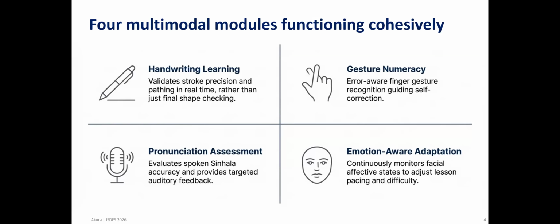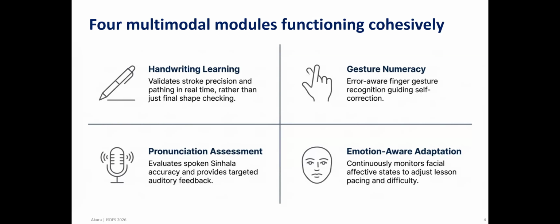And the second one is gesture-based numeracy. This module uses real-time hand tracking to detect finger-based counting. A geometry-based algorithm interprets the finger state, and then the system identifies error patterns and provides corrective feedback. So this supports intuitive and interactive number learning.